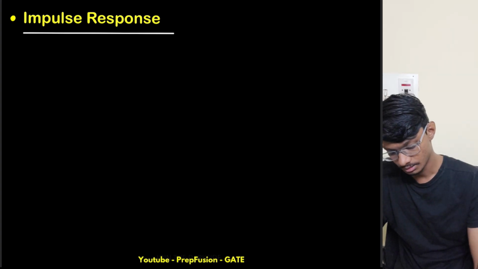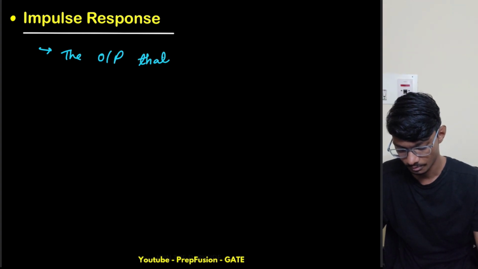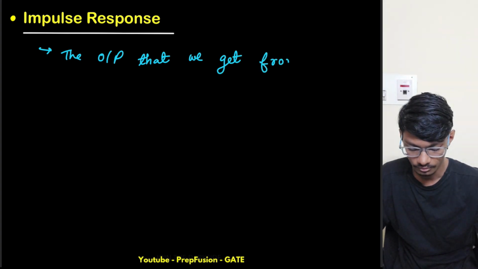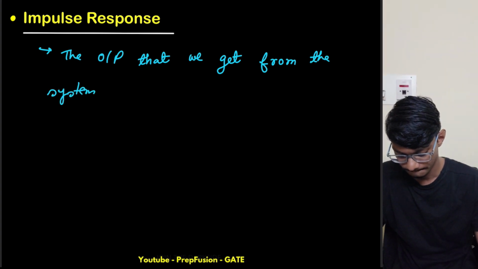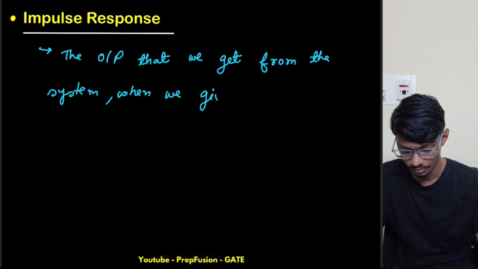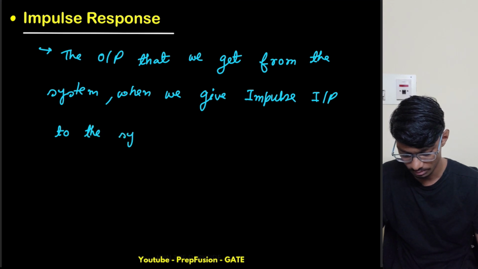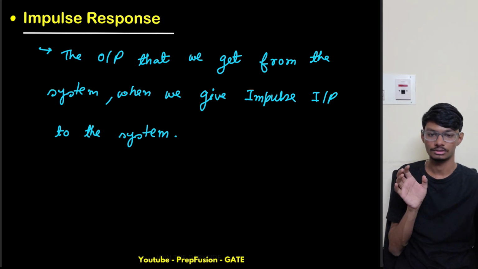So this is the output that we get from the system when we give impulse input to the system. Okay, so yeah, this is one important thing.